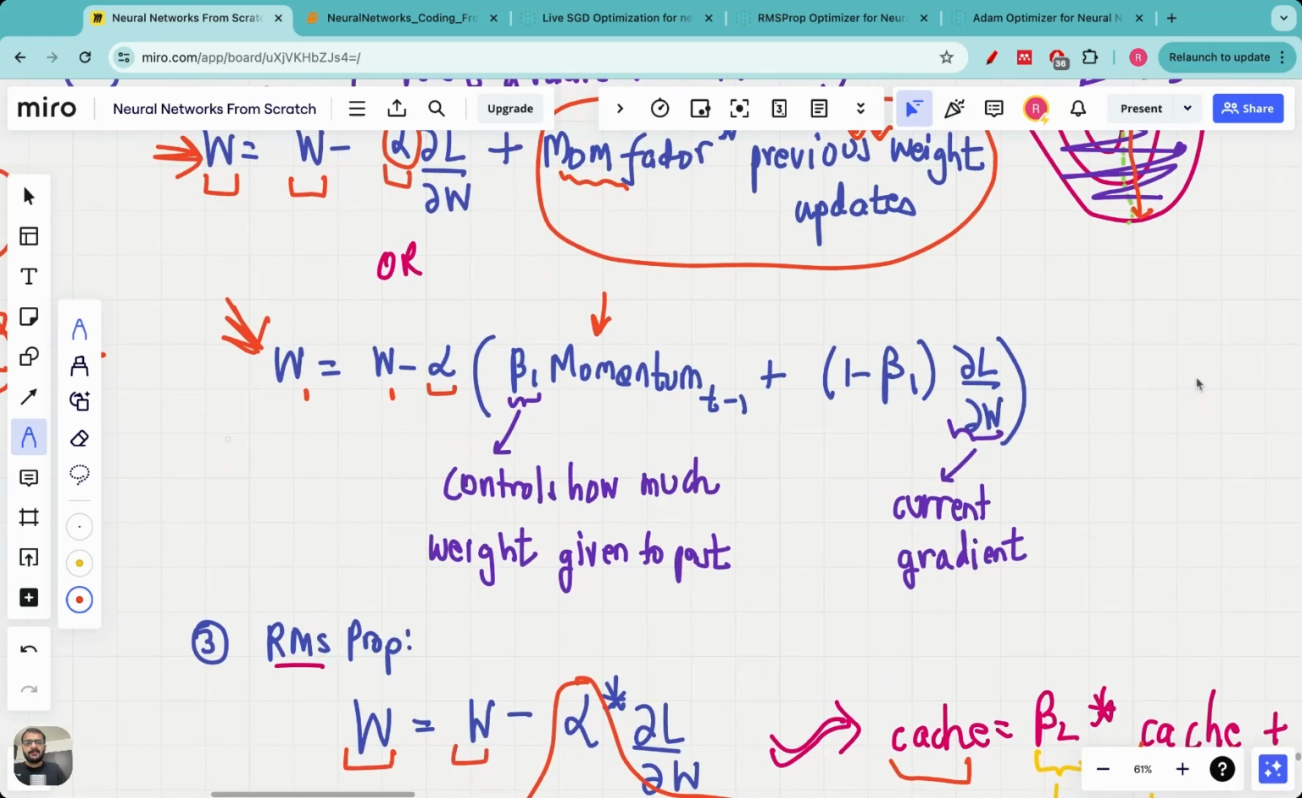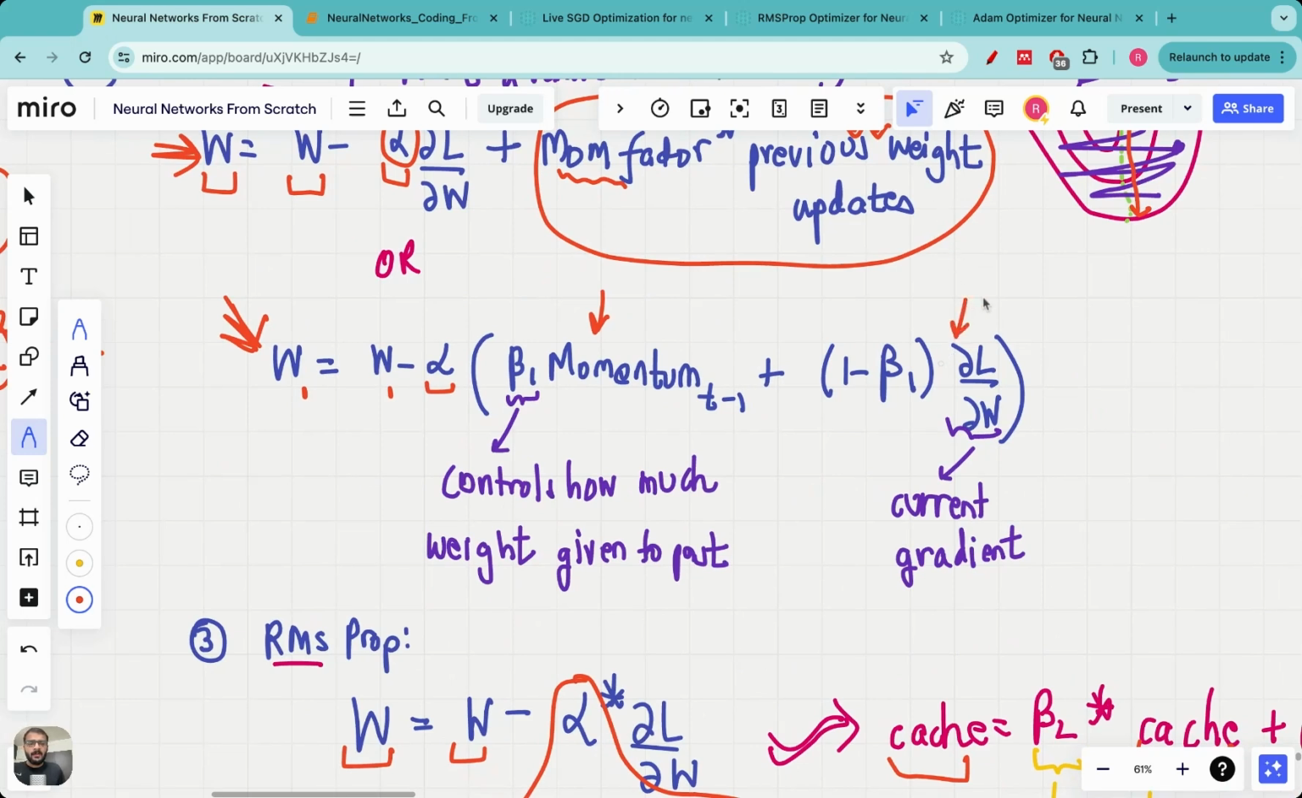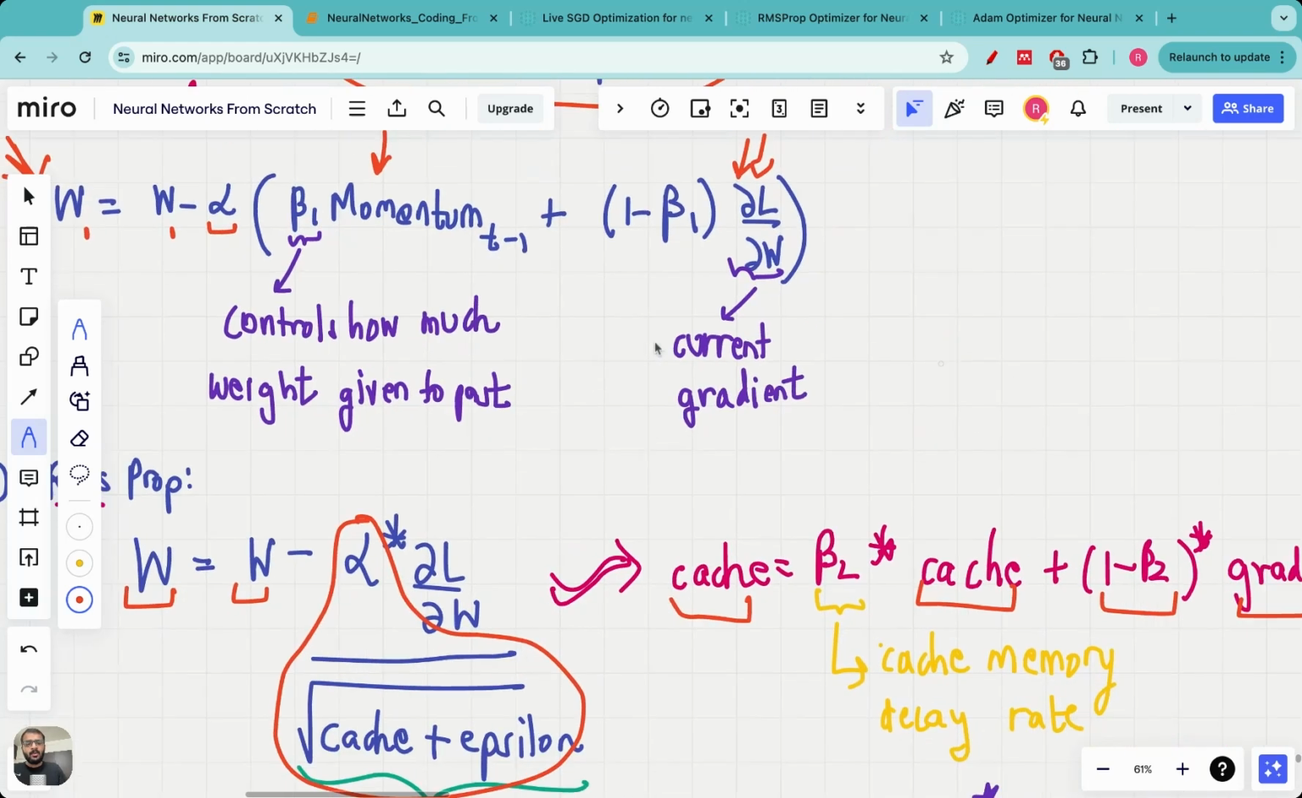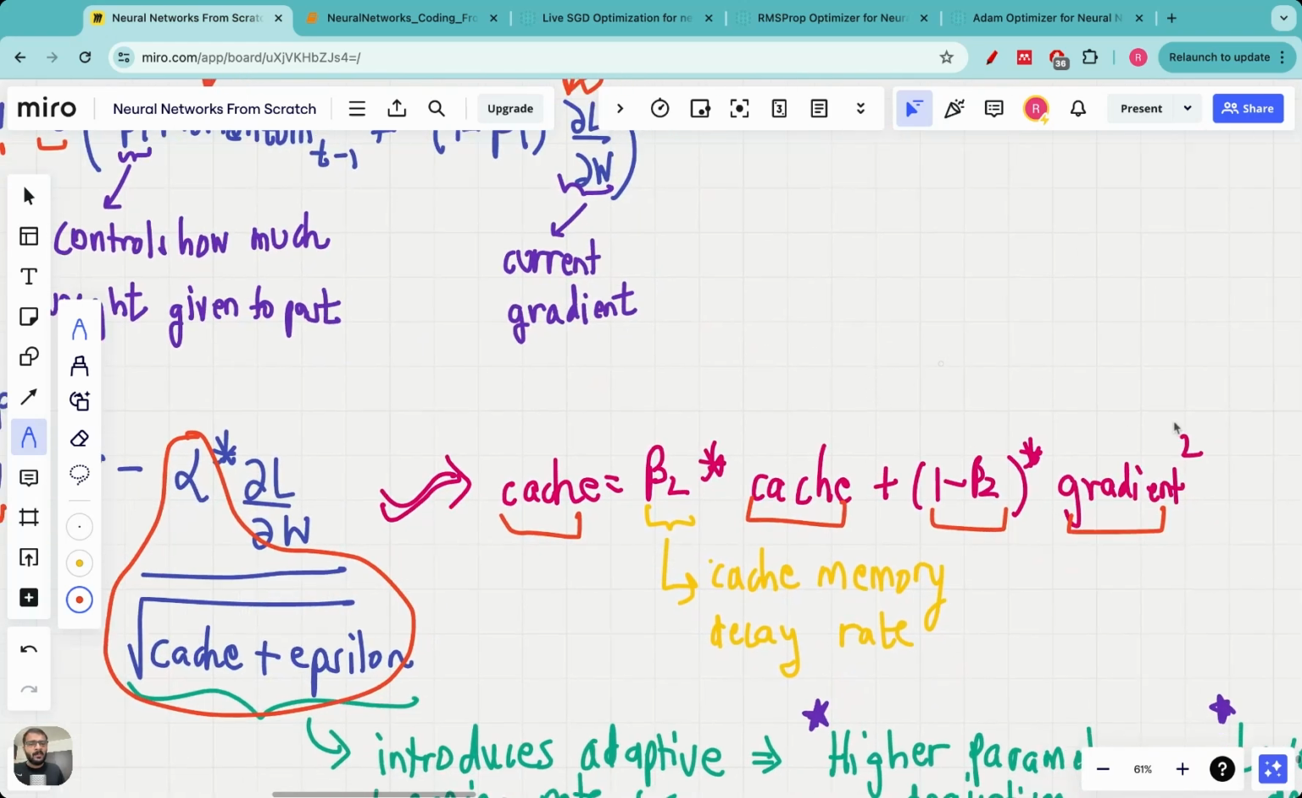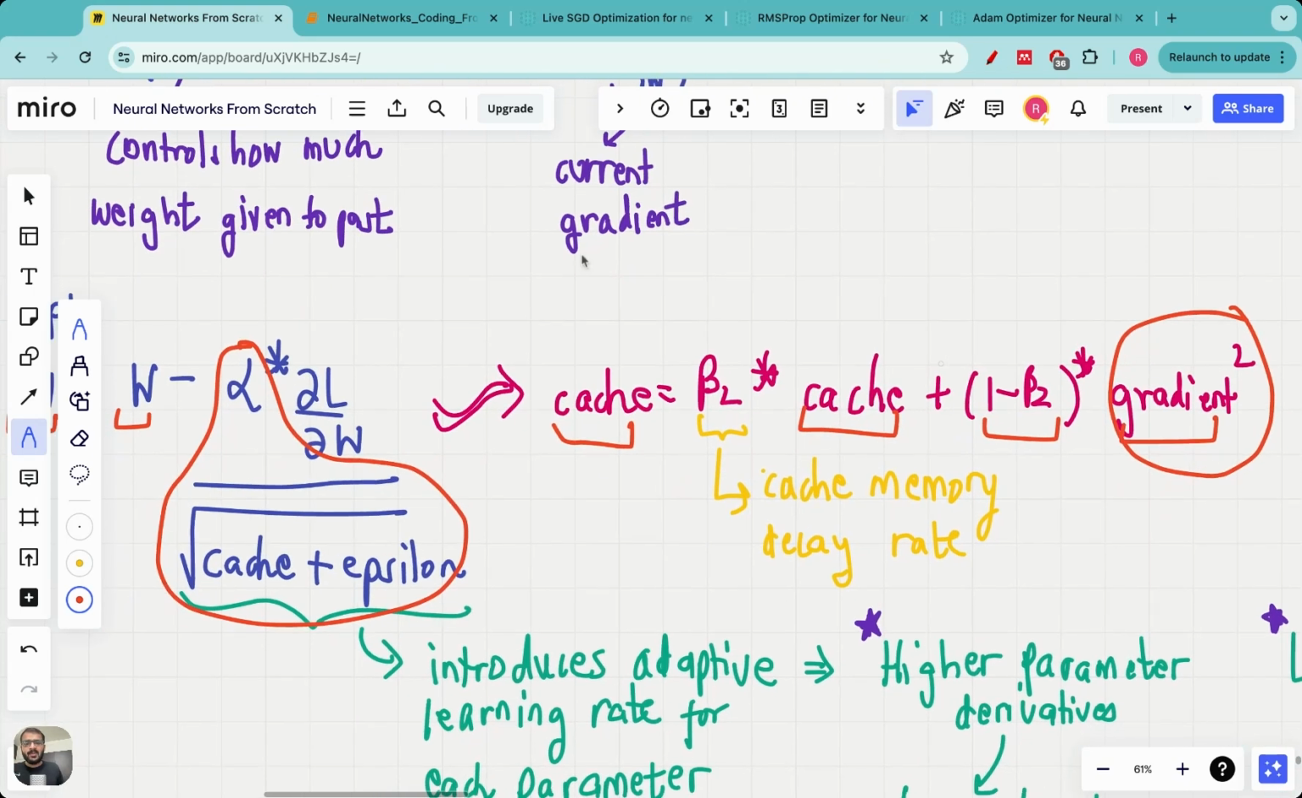So if you look at this formula here, over here we gave importance to the past gradients while computing the momentum. Here you can see that it's a very similar formula, but we are giving importance to gradient square. And since this cache value comes in the denominator, higher the gradient, higher will this value be, and smaller will the effective step size. So higher the gradient, higher the cache value, smaller the step size. Smaller the gradient, smaller the cache value, and higher the step size.